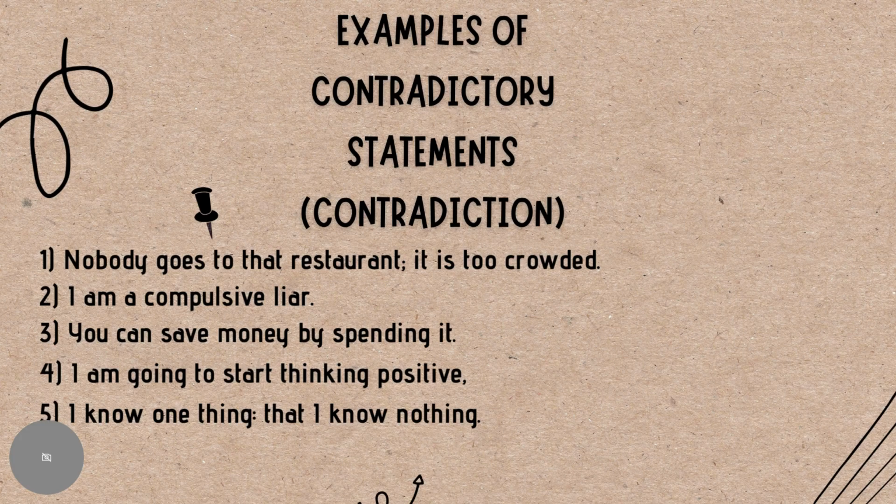So, in this type of statement, the speaker is going to speak positively, then he says something negative. If you take a look at the fourth statement, I am going to start thinking positive. The speaker speaks positively, then says something negative. If you take the last statement, I know one thing, that I know nothing. So this is also the same way. He is telling the positive thing first and the negative thing at the last. So these types of statements come under contradictory statements.